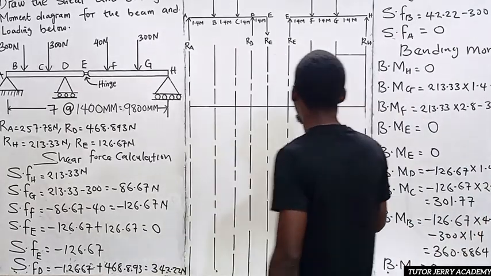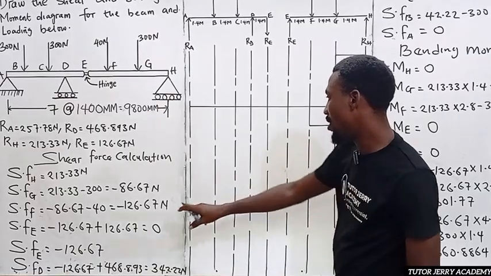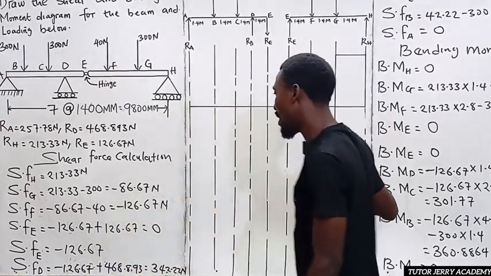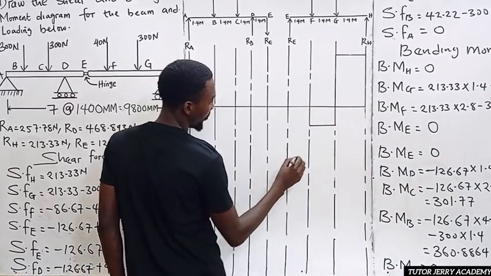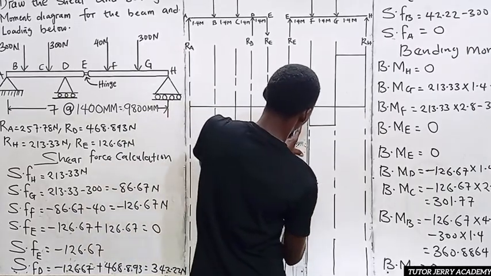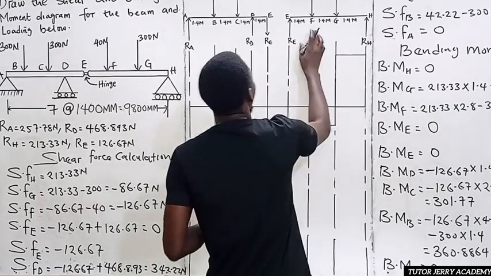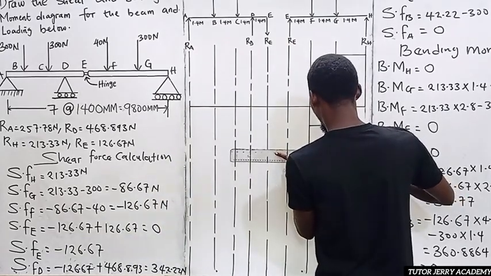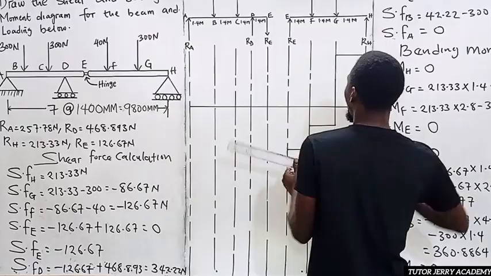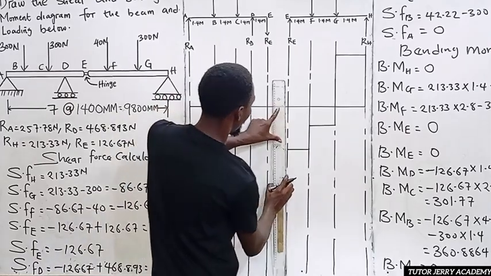Now the shear force at point F is minus 126.67. We are still going down, since what we have here is minus 86. So let's put it at this point, coming down here. Between F and E there is no load. So this is it. Now the shear force at point E is 0, so we are going back to 0.